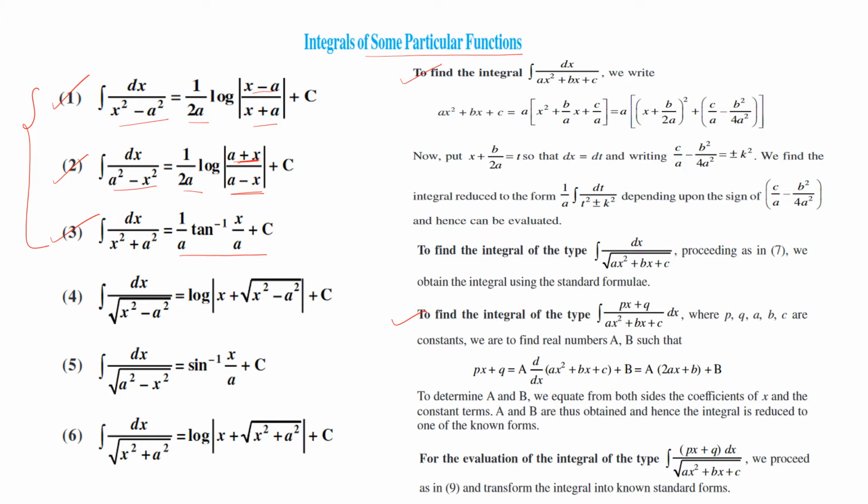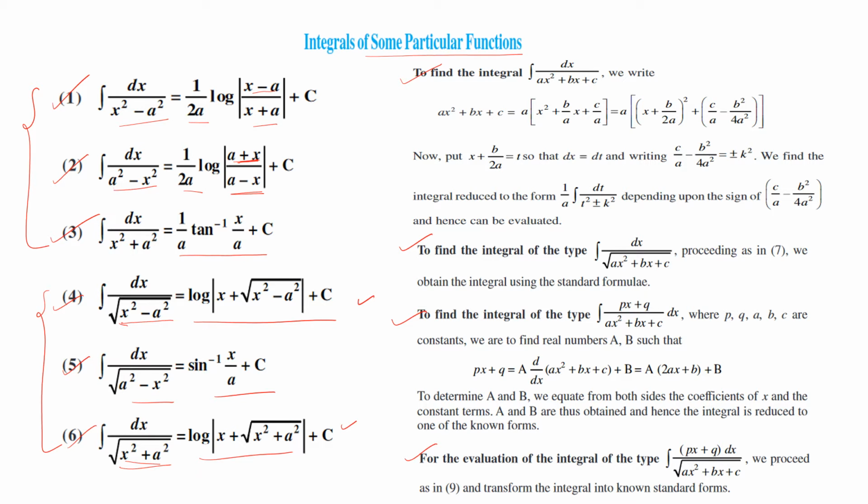And the remaining three formulas: number 4 is integral dx upon under root x square minus a square, which is log of x plus under root of x square minus a square, plus c. Number 5 is dx upon under root a square minus x square, which becomes sine inverse x upon a plus c. And number 6 is dx upon under root x square plus a square, which is log mod of x plus under root x square plus a square, plus c. So these two formulas are of the same kind, just be careful with the signs, right? And these three formulas, which involve the square root, will be useful in solving the forms 1 upon under root quadratic and linear upon under root quadratic.